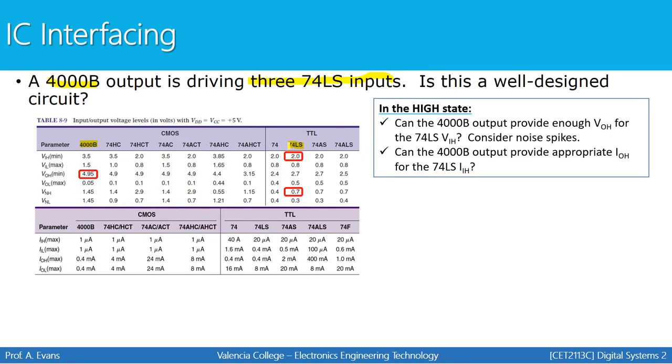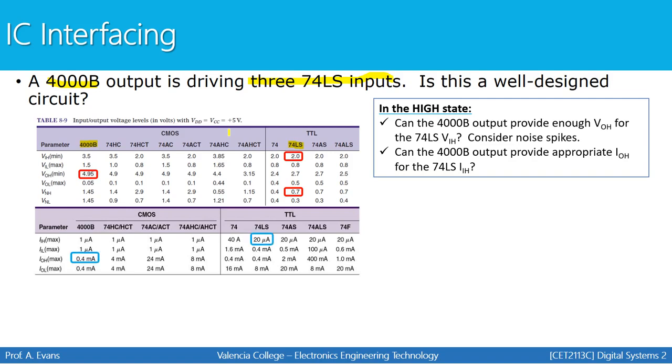The 74LS has a high level input voltage of 2 volts. If there's a noise spike, it would have to have a high level input voltage of 2.7 volts. And the driver is going to output a voltage of 4.9 volts. So that's definitely going to be high enough, even if a noise spike changes this requirement from 2 to 2.7. No issues. So that's fine.